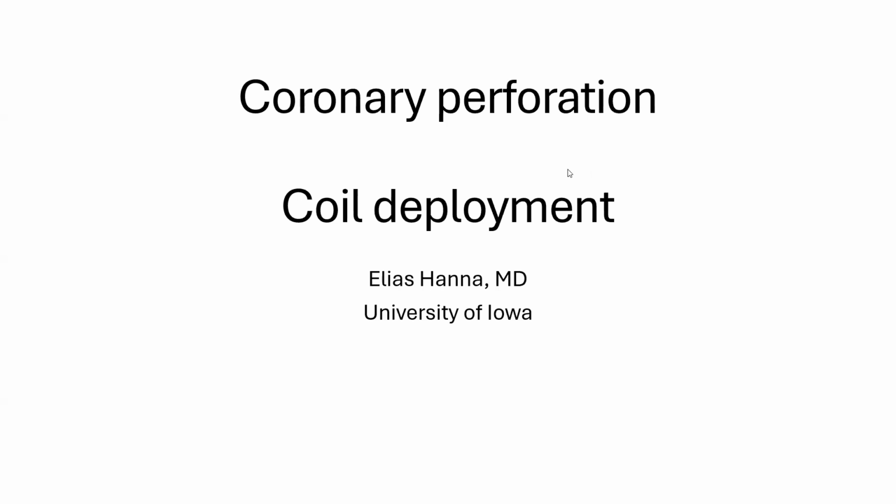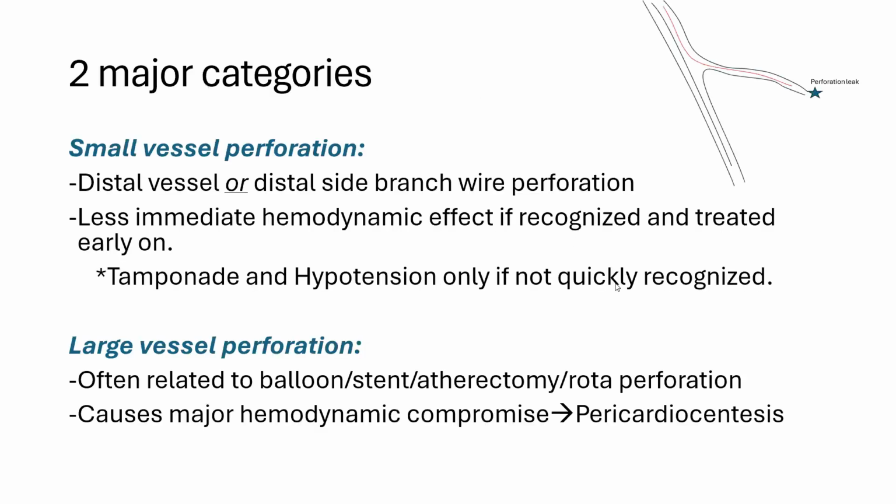I want to talk about coronary perforations, and I want to describe in detail how to deploy coils. There are two major categories of coronary perforation. You have the small vessel perforation, which could be a distal main vessel or a distal side branch wire perforation. This is usually due to a wire perforation, and this leads to less immediate hemodynamic effect if recognized and treated early on. Tamponade and hypotension may occur usually only if it is not quickly recognized.